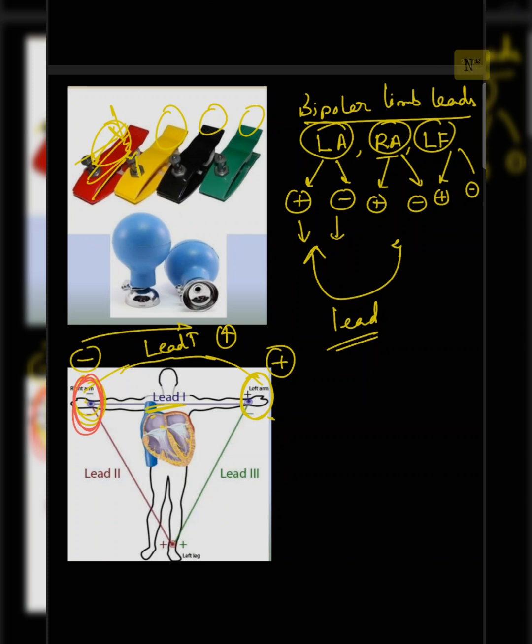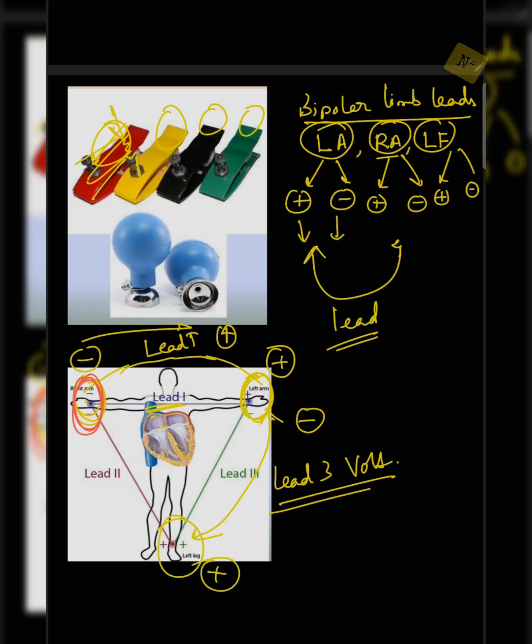Now, in another situation, if you are using the left foot and the clip of the left arm, the volt that is detected between these two clips or electrodes is called the lead 3 volt. Whatever volt you are getting is because of the potential between these two limbs. So when lead 3 is active, the left arm acts as the negative terminal and the left foot acts as the positive terminal.